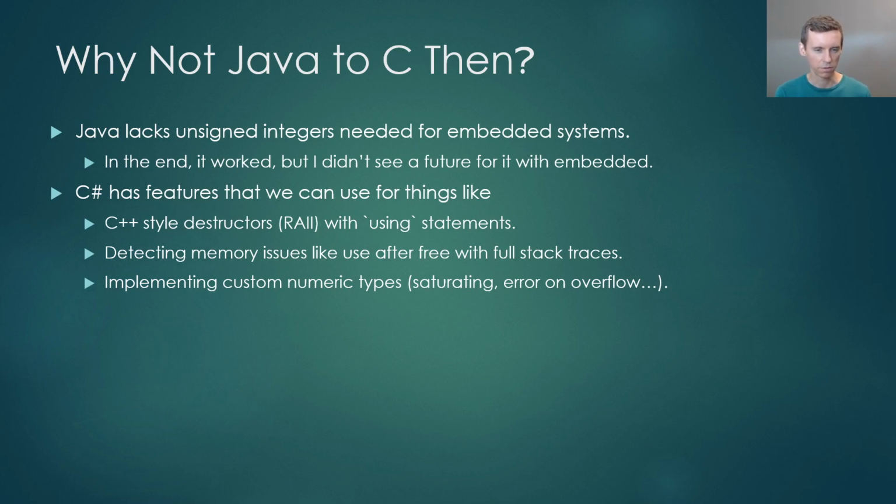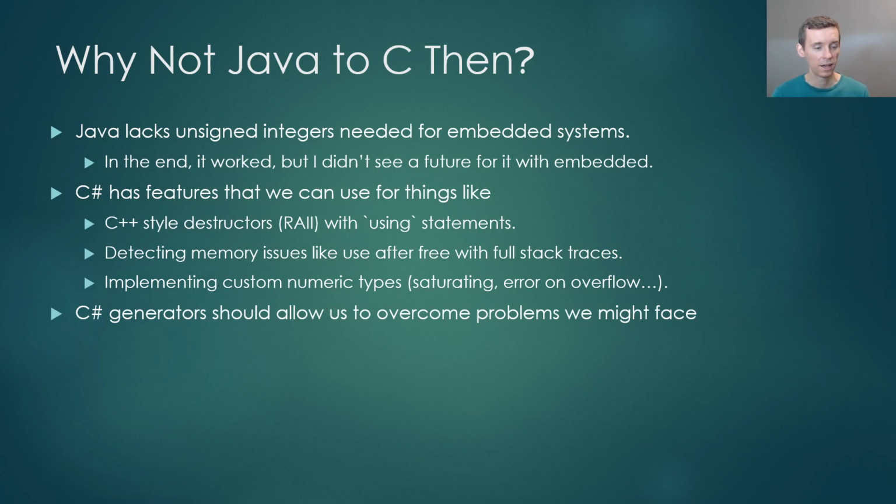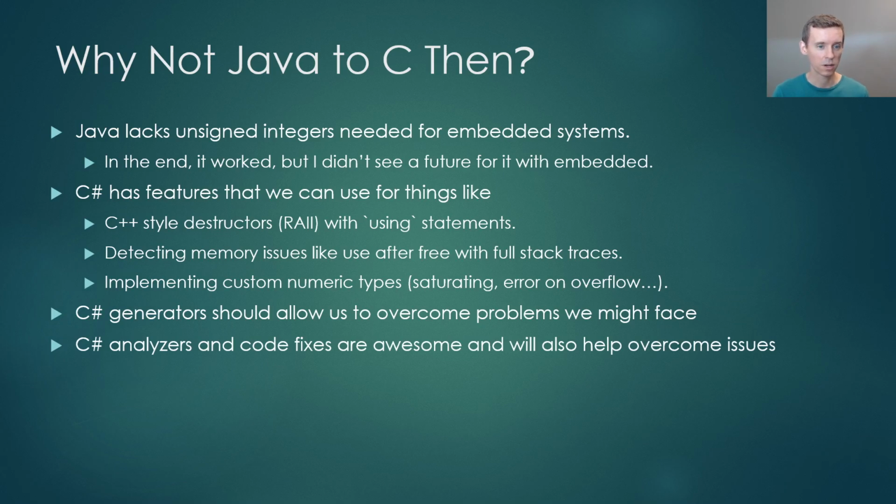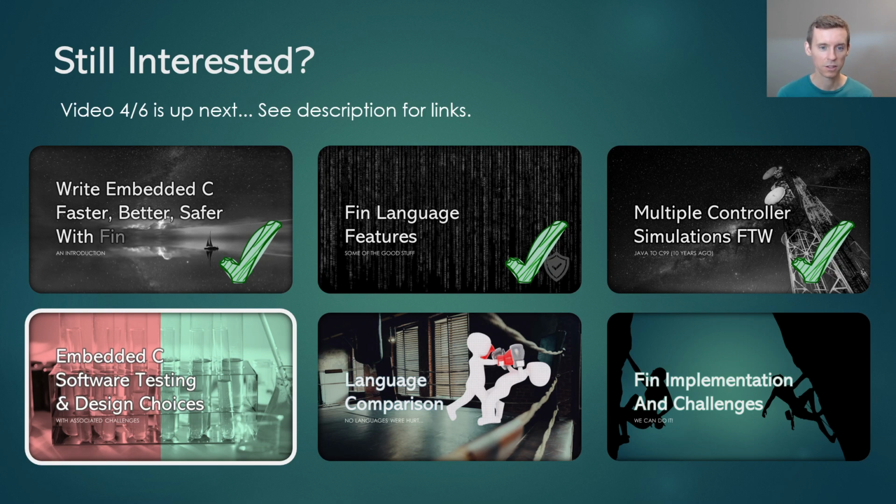which will not be supported in Finn, we're just going to use it for our simulation zone, we can implement our own custom numeric types that we talked about. So error on overflow, saturating types, that kind of thing. We can't do that in Java. And C# source generators should allow us to overcome pretty much any problem that I think we're going to face. And those analyzers and code fixes are also awesome. We'll talk about those later. So yeah, that's the reason why not using Java for this. But it also had a ton of value, so I love the idea of it. And we're going to bring that to Finn.